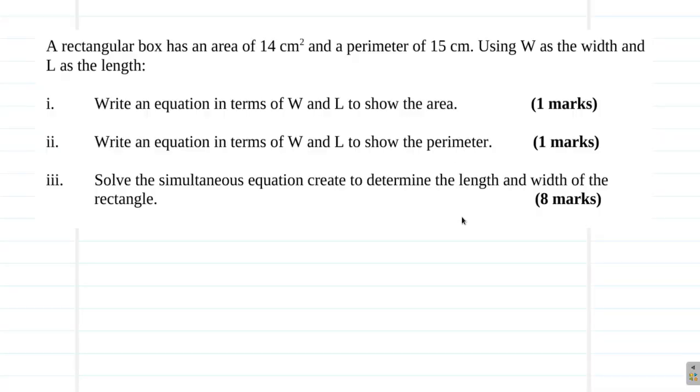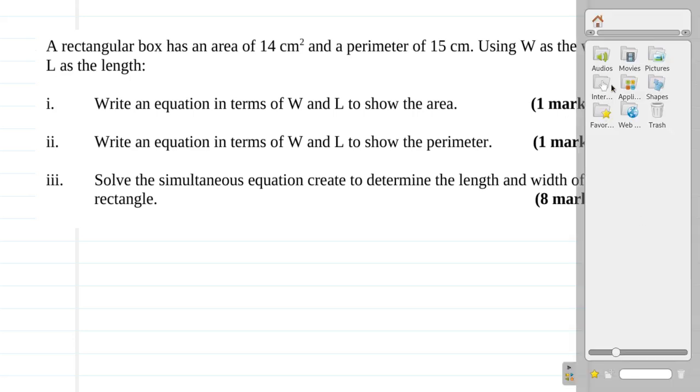A rectangular box has an area of 14 centimeters squared and a perimeter of 15 centimeters. Okay, using W as the width and L as the length, first of all, write an equation in terms of W and L to show the area.